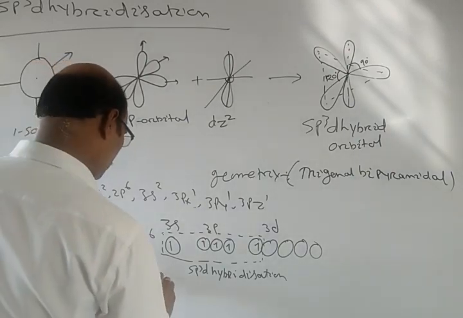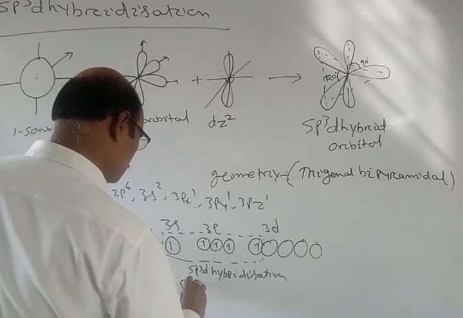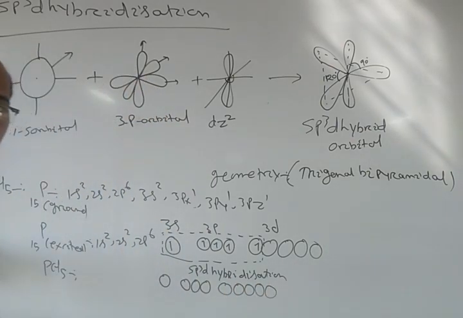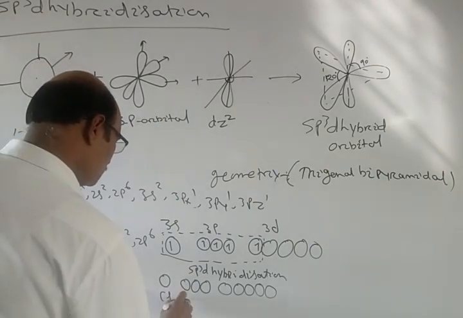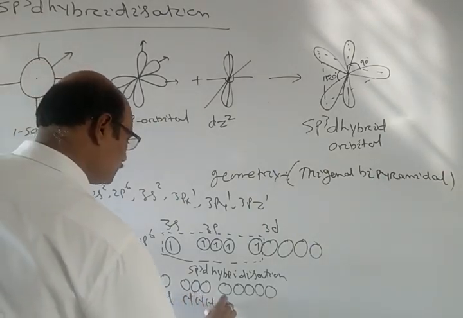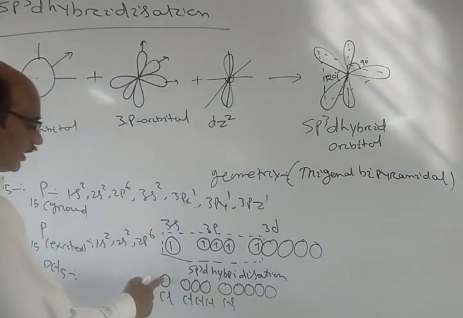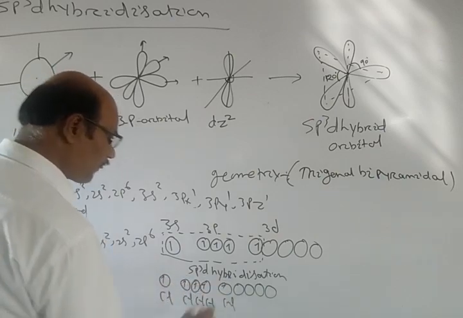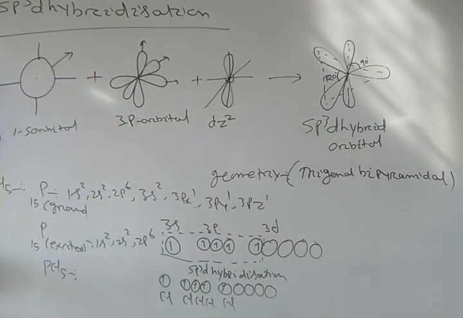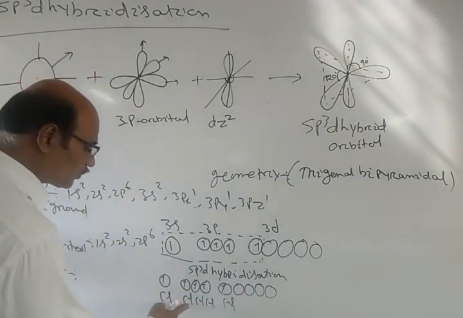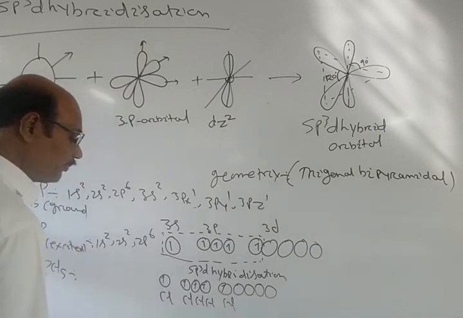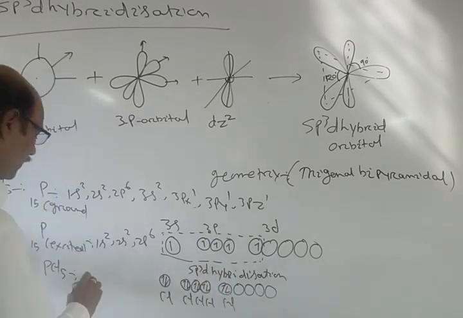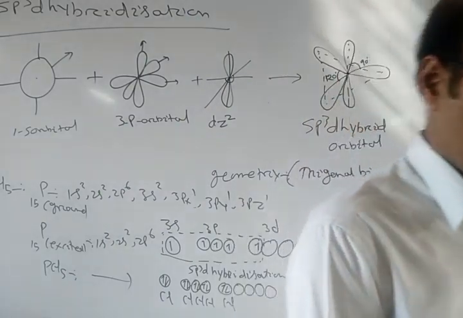PCl5 will get what? Cl, Cl, Cl, Cl, Cl. So we have the 1, 2, 3, 4, 5 sp3d hybrid orbitals. Now these are 5 chlorine atoms with their unpaired electrons forming the bond with the P. This is what? PCl5.